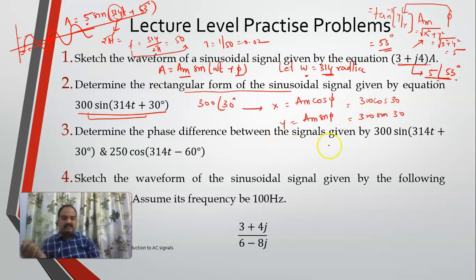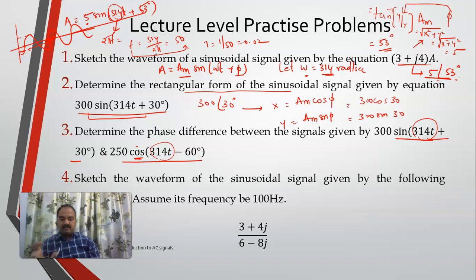Now determine the phase difference between the signals. See, this is in sine, 300 sine 314t plus 30. This is 250 cos 314t minus 60. Both have the same frequency. So we can determine the phase difference. But the fact is that both are not sinusoidal signals. This is a cosine signal. So you should change it to sine.